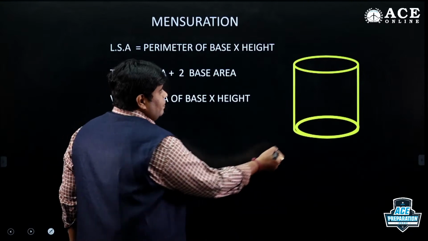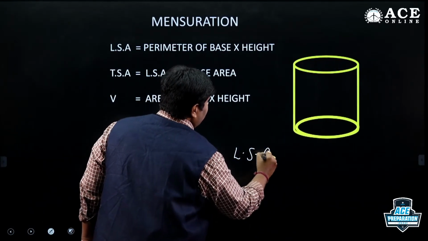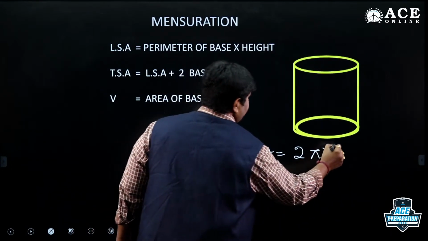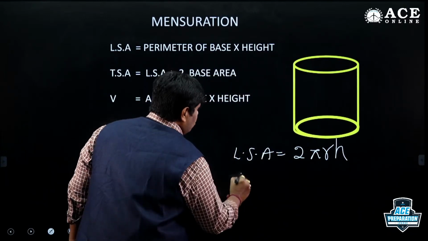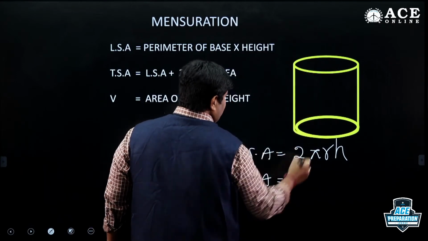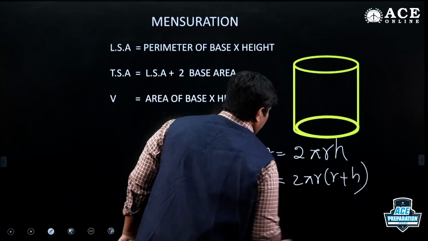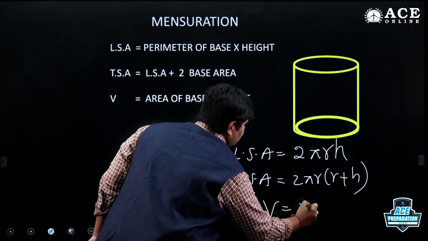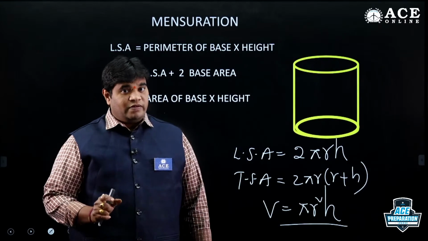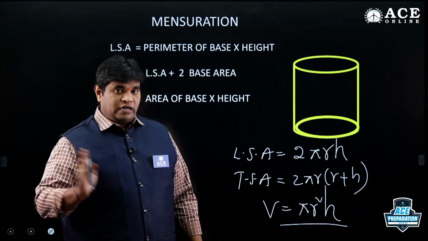For the cylinder, the base is a circle, the top is also a circle. Lateral surface area: perimeter 2 pi r, so 2 pi r H. Next, total surface area: pi r square plus pi r square, 2 pi r square, so 2 pi r (r plus H). Volume: base area pi r square, height H. This type of formula, friends. For these 3, if you know the formula, we directly apply it.